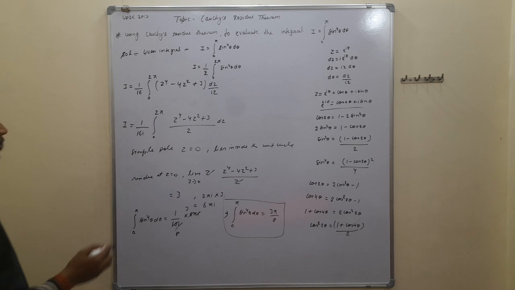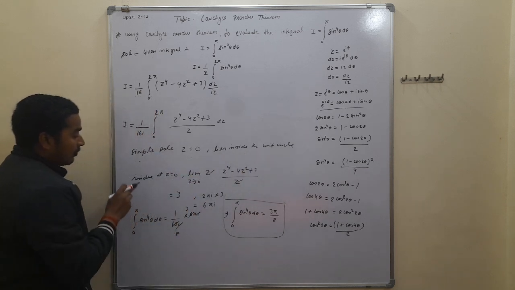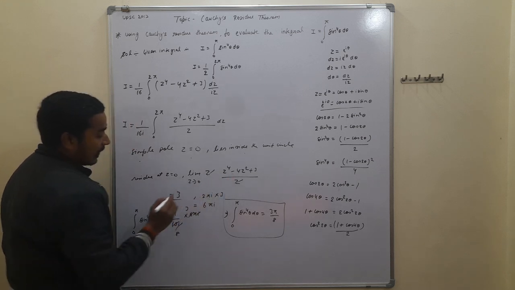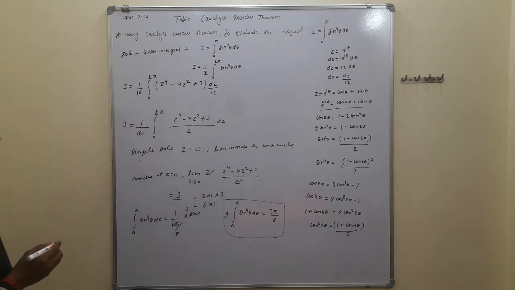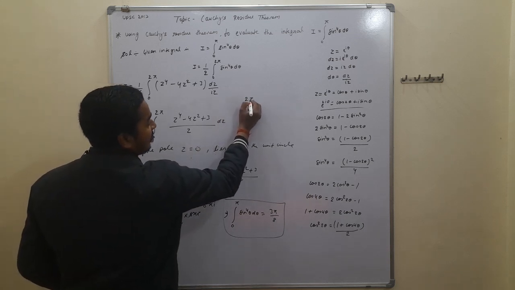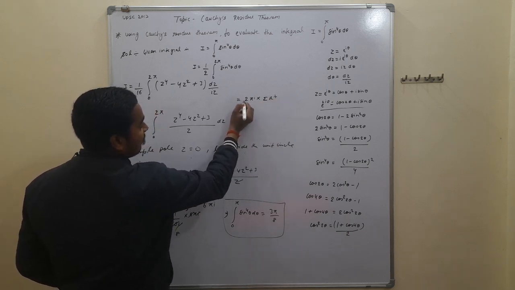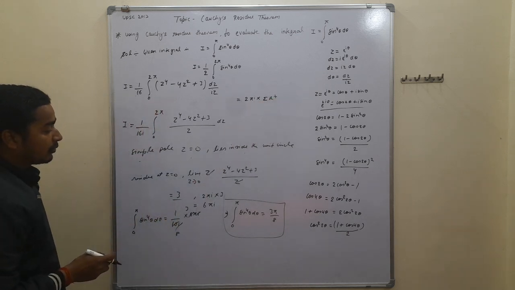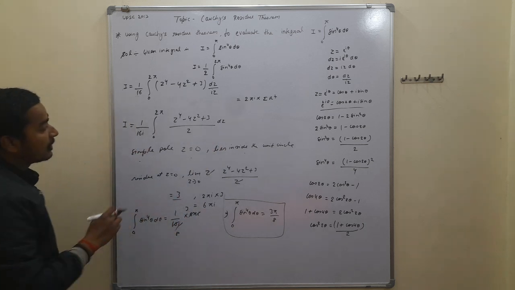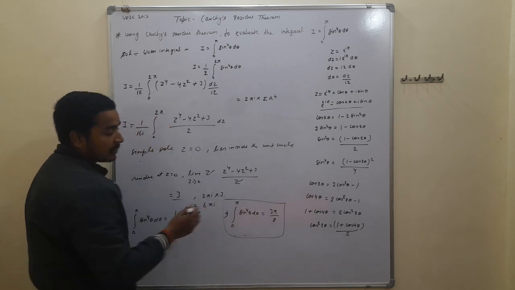We found the simple pole z is equal to 0 lies inside the unit circle. Further we found the residue at z is equal to 0, which gives 3. By Cauchy residue theorem, the integral is given by 2 pi i into the sum of residues. Here the sum of residues is 3, so we put 3, this gives 6 pi i, and further the integral 0 to pi of sin to the power 4 theta d theta is equal to 3 pi upon 8.